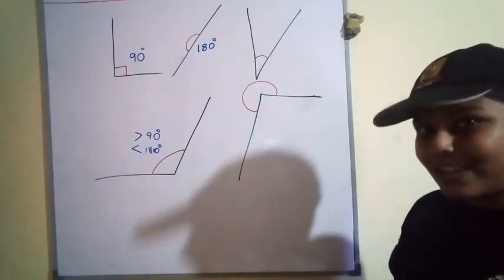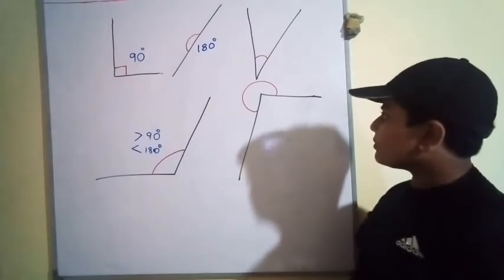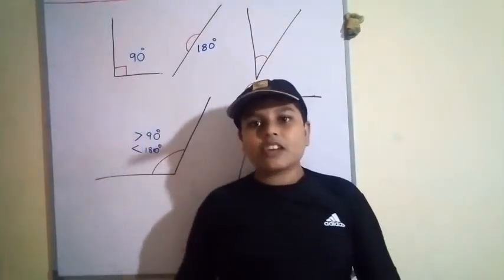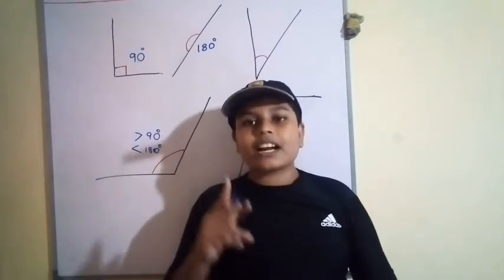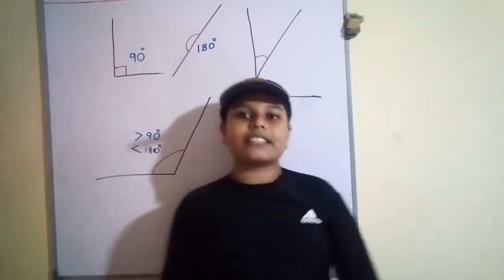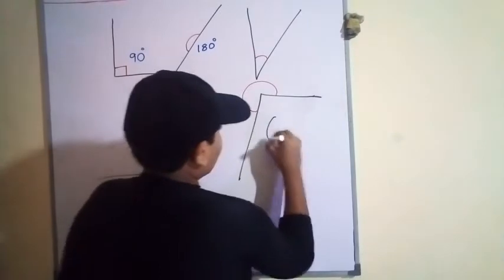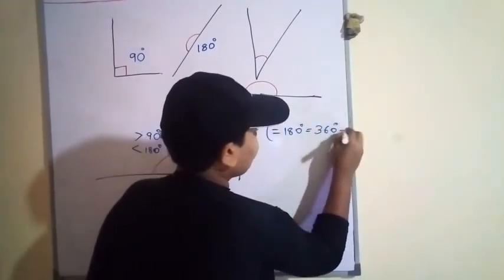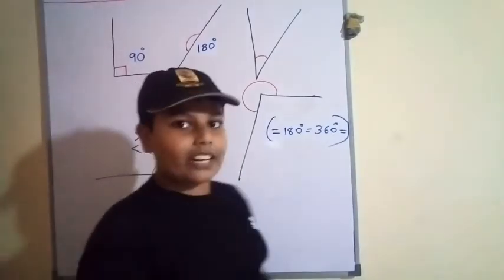If you get a reflex angle like this, what is called the reflex angle? Any angle with a magnitude between 180 degrees and 360 degrees. Between 180 degrees and 360 degrees, right?